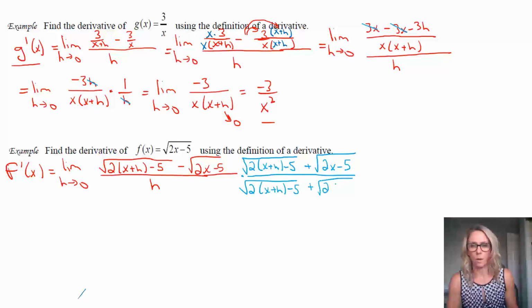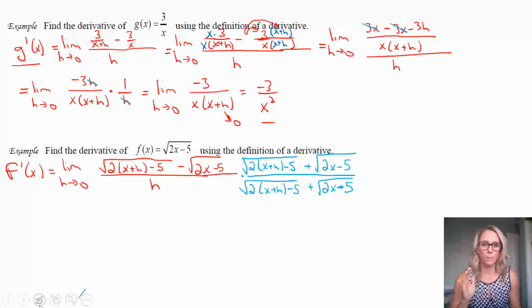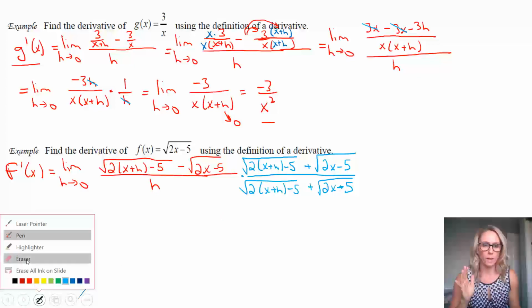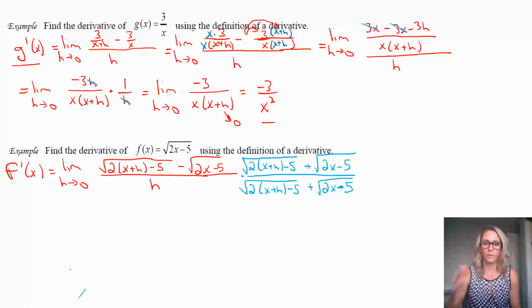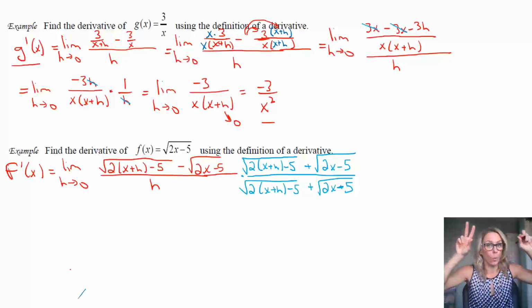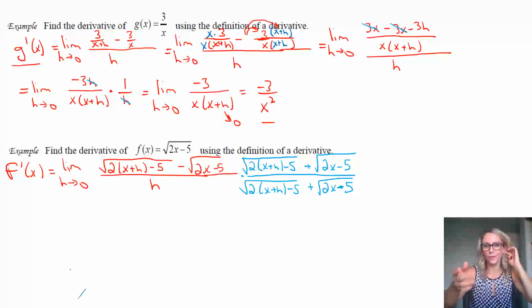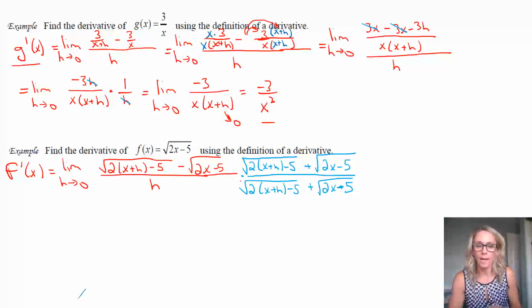Some students don't see that. The reason that we're multiplying by the conjugate is because we can multiply by 1. And that's all I'm doing here. So I'm not changing what I have in this limit. I'm just taking it and multiplying it by 1. It looks very different than 1, but it is 1 because I have the same thing in the numerator and the denominator. I can't do something to this function that fundamentally changes it, but I can multiply it by 1.